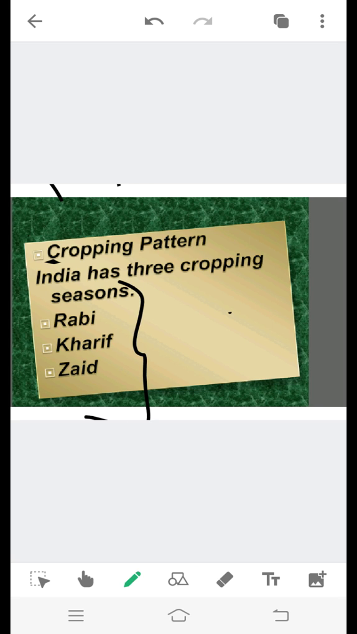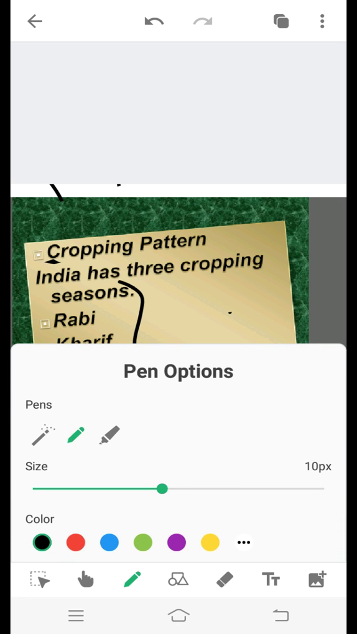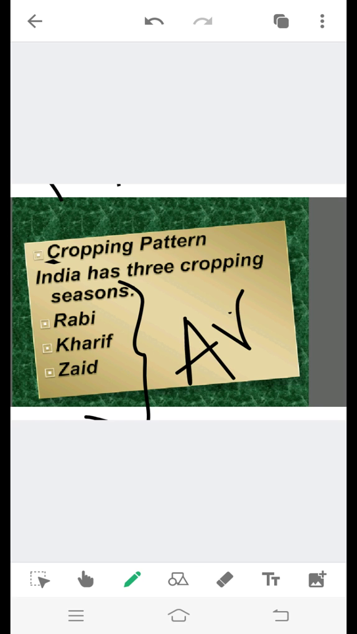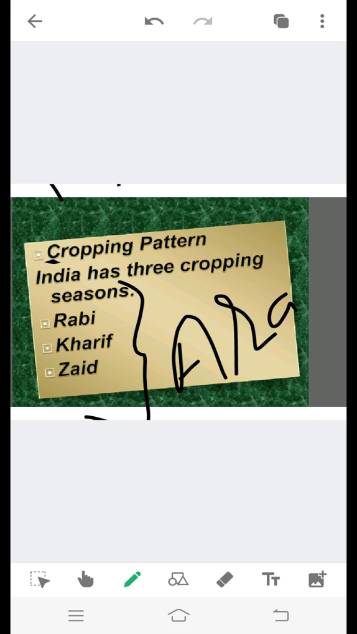Have you ever heard of these names before? Do you feel these are Indian names? Let me tell you in detail. Actually, Rabi, Kharif, and Zaid, all three are Arabic words. They have different meanings there.